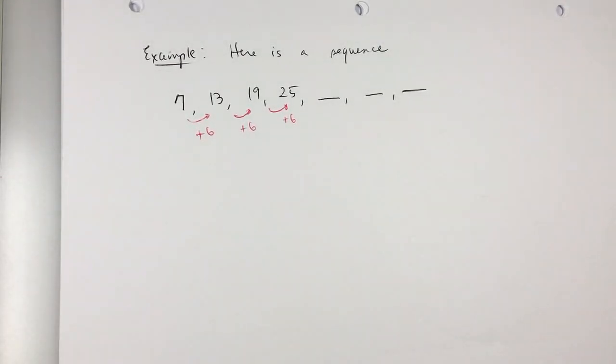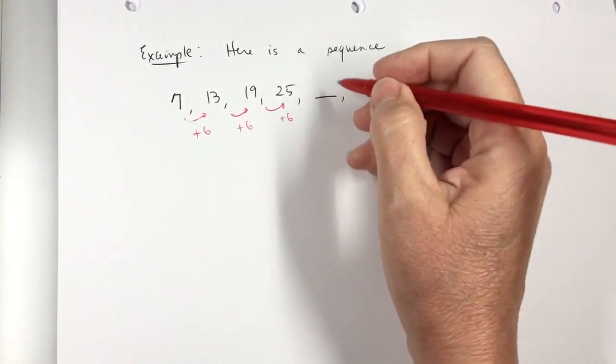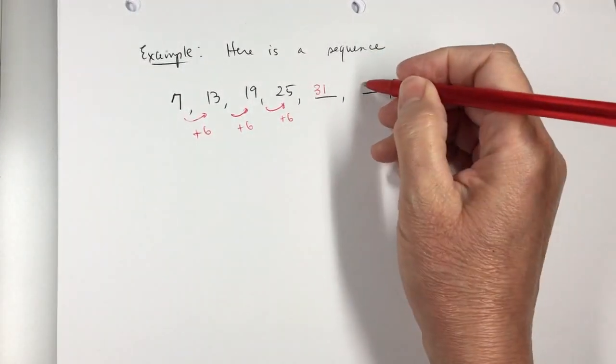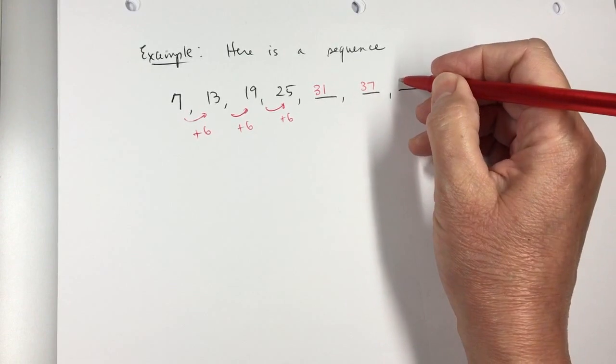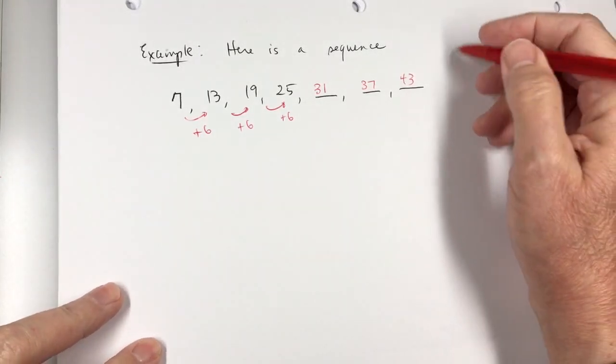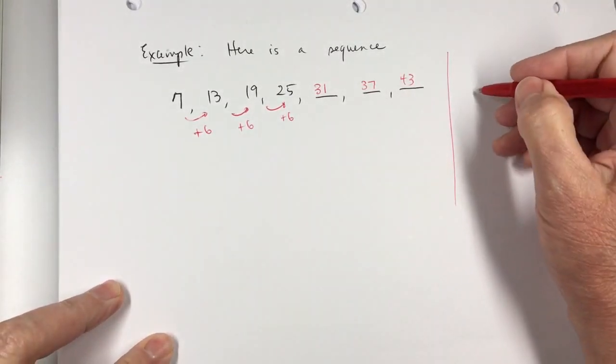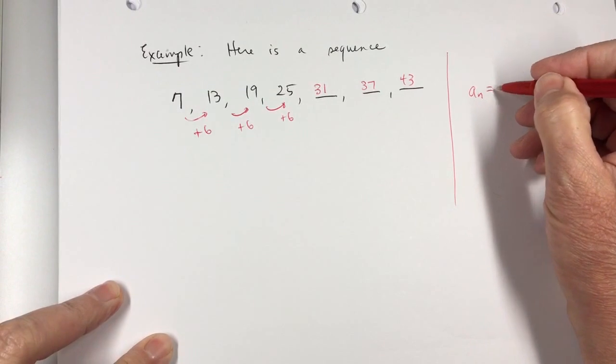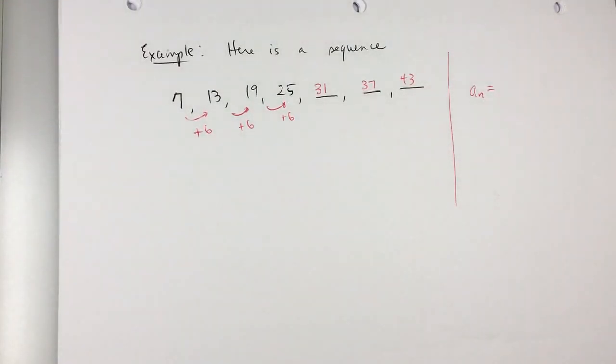So here's an example of a sequence. What's the next term? 31, 37, 43. And can you write an expression for the a sub n term? Let's see, a sub n, I'm adding 6 each time.